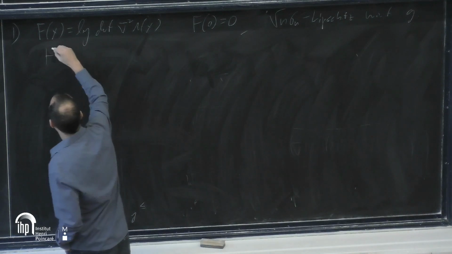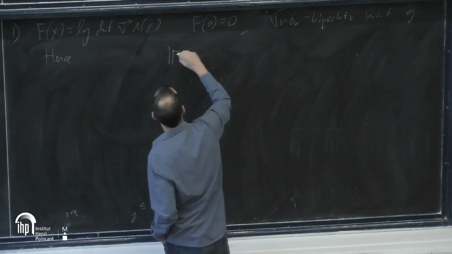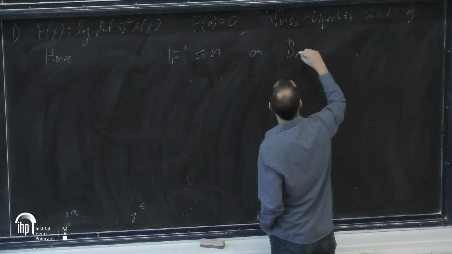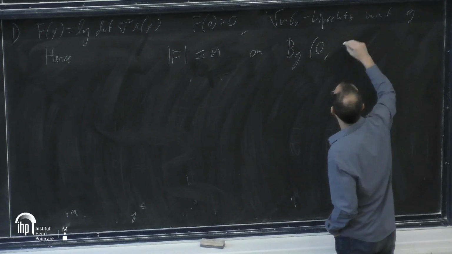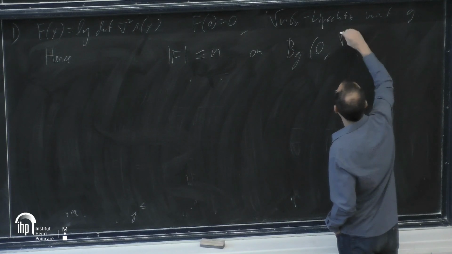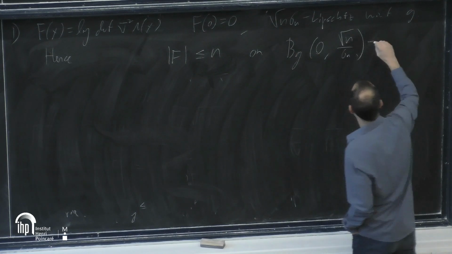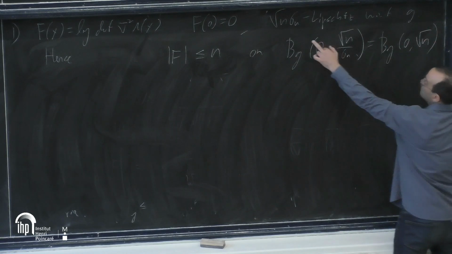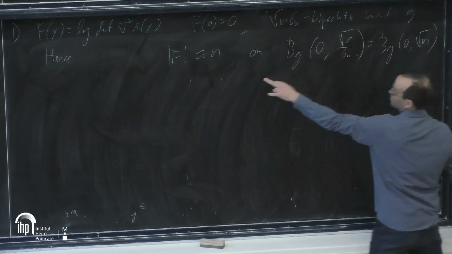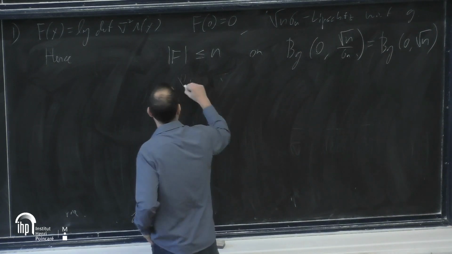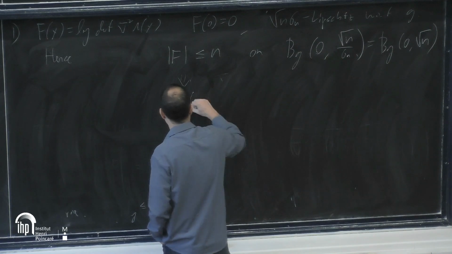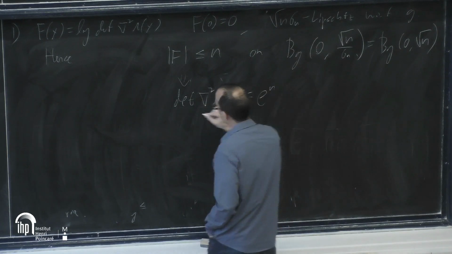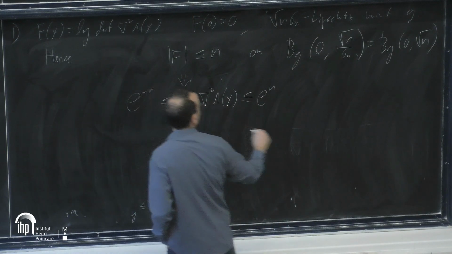Therefore, f is smaller than n on the ball of radius square root of n over sigma n, which is the ball of radius square root of r, because it did not travel more than this distance. You are Lipschitz in this ball, so the product is n, which means that the determinant of the Hessian of lambda is between e to the n and e to the minus n on this ball.